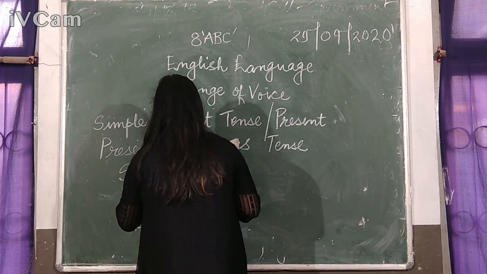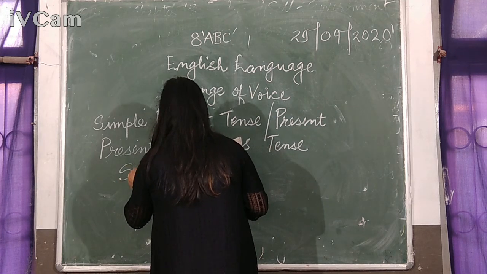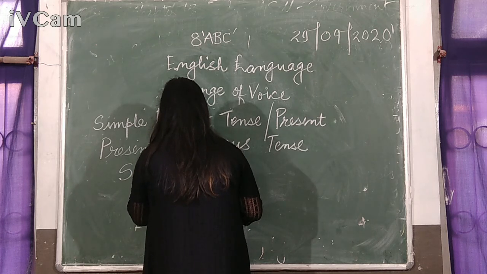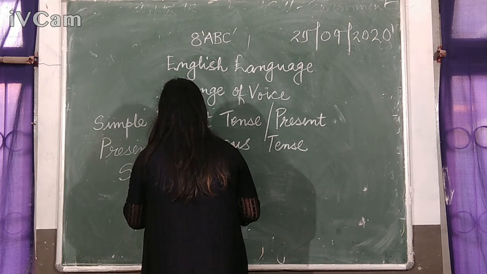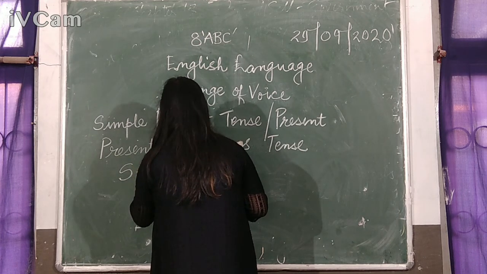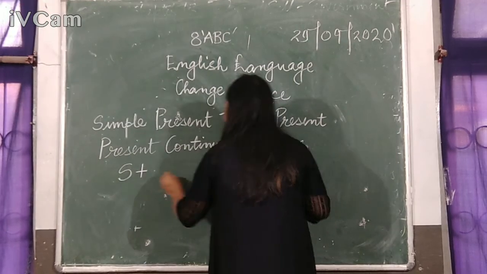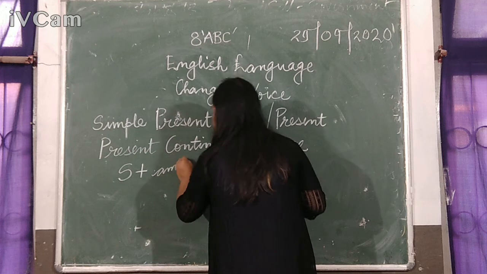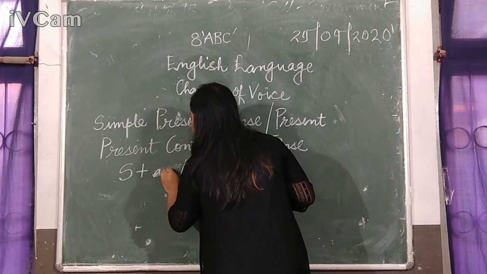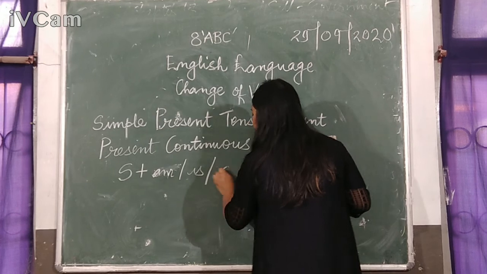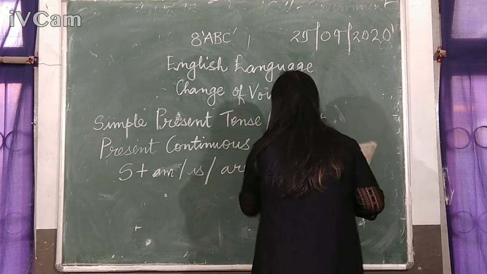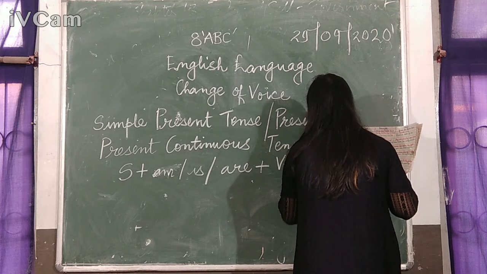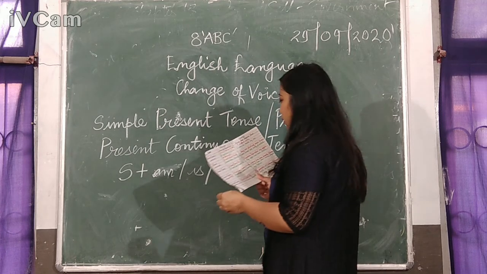Subject plus am, is, are plus ing form of the verb, since it's a continuous tense, so ing form of the verb or the fourth form of the verb. This is the structure.